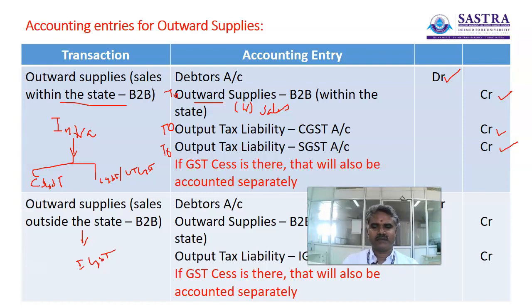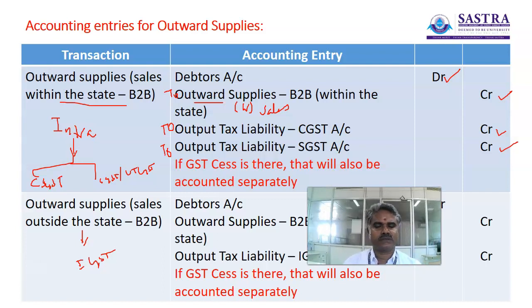Outward tax liability is nothing but tax on sales. This is the end customer's liability. The customers have to pay the output tax liability for both. We collect 18%, but this 18% will be bifurcated into two, equally 50% to CGST and 50% to SGST. That's all.